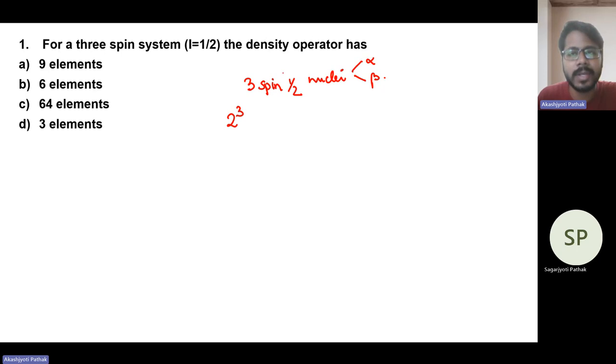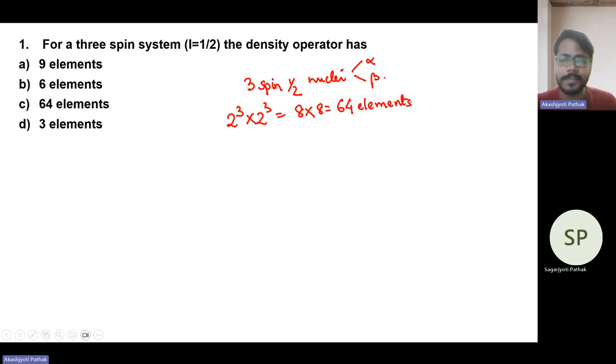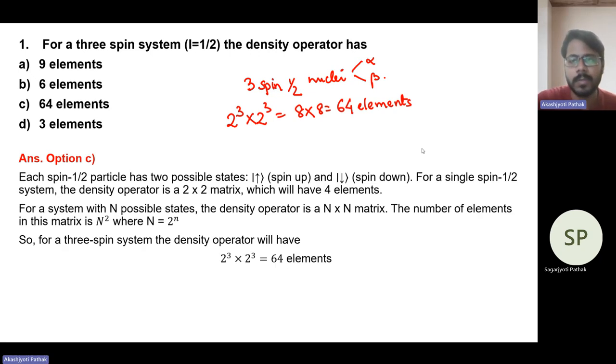Spin number 1 can exist in alpha and beta state. Spin number 2 will have 2 states, alpha and beta. Spin number 3 will also have 2 states, alpha and beta. So the total number of states possible is 2 to the power 3, and the number of elements for this 3 spin system will be 2 to the power 3 into 2 to the power 3, that is 8 into 8. An 8 cross 8 matrix will have 64 elements. Okay, so we will look into the solution.